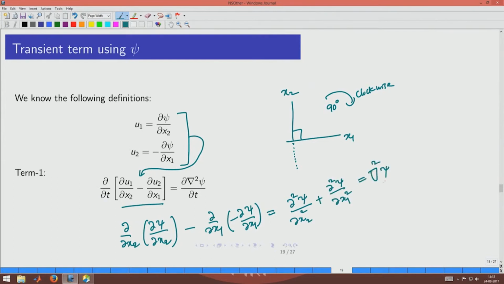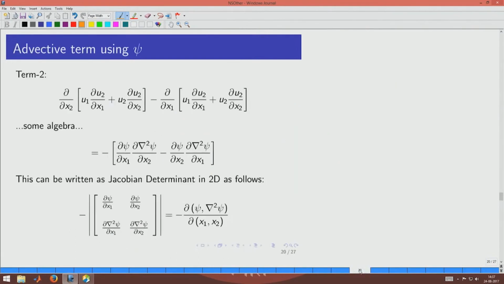Okay. So, which is what we have then plugged in. So, we have then plugged in here, and which means that the initial term, the transient term, is nothing but ∂/∂t of the Laplacian of the stream function. Similarly, we do the manipulation for the advective term also, and because there are more terms, there will be more algebra. So, I will not do that, it is just straightforward differentiation. There is no trick or no new concept that has to be brought in. It is just differentiation by parts.